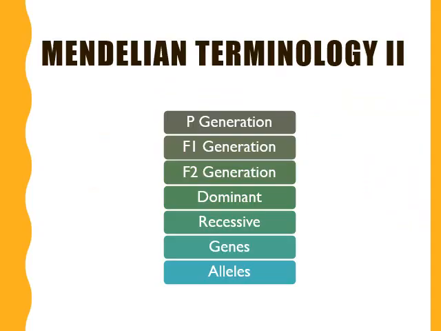All right, more terminology. Monohybrid, P generation, F1 generation, F2 generation, dominant, recessive, genes and alleles. So genes and alleles are different. Alleles are alternate forms of genes.